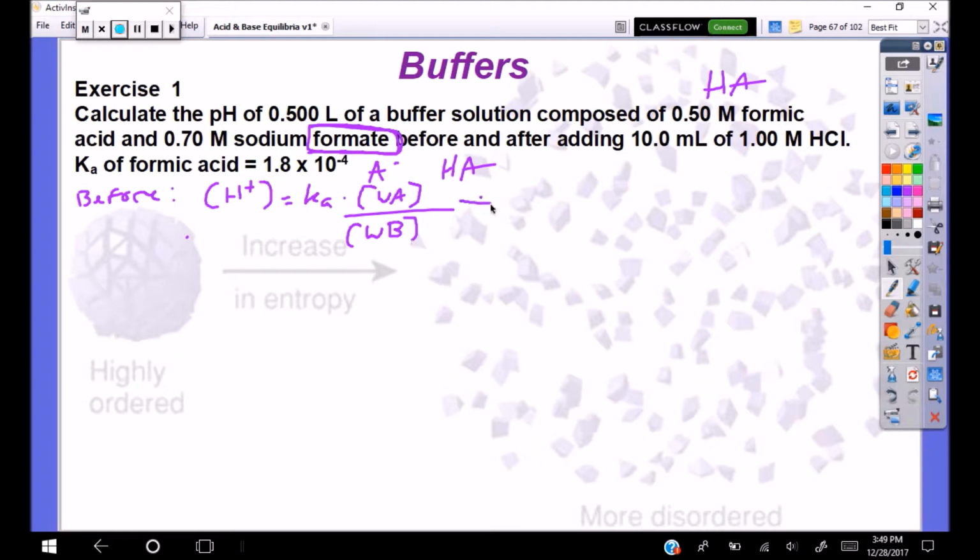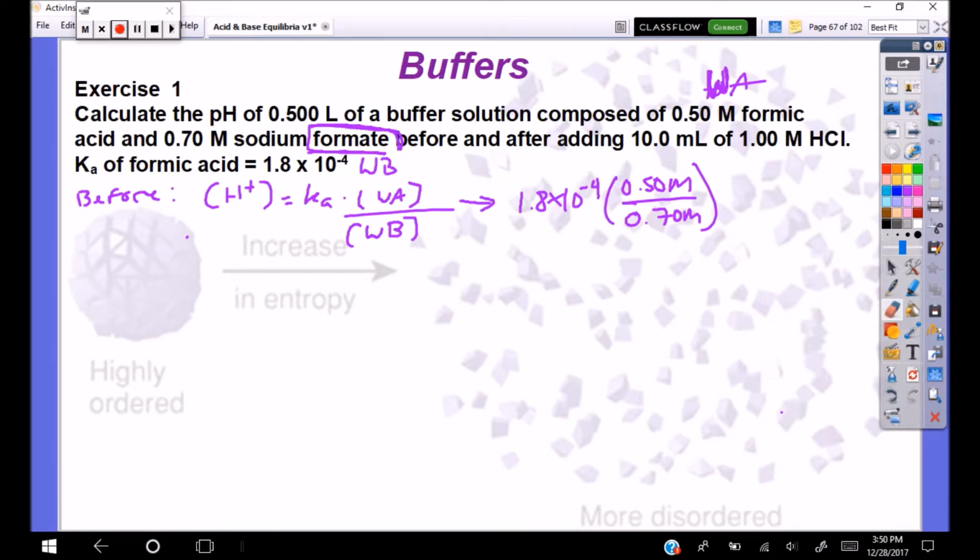And if I plug my numbers in, that means I've got 1.8 times 10 to the negative fourth, my Ka, times 0.50 molar over 0.70 molar. It's weak acid over weak base. All right. A minus is a weak base, right? So this is my weak base. I'm going to change this to a W, weak acid. That way we can keep track, right? Keep it consistent.